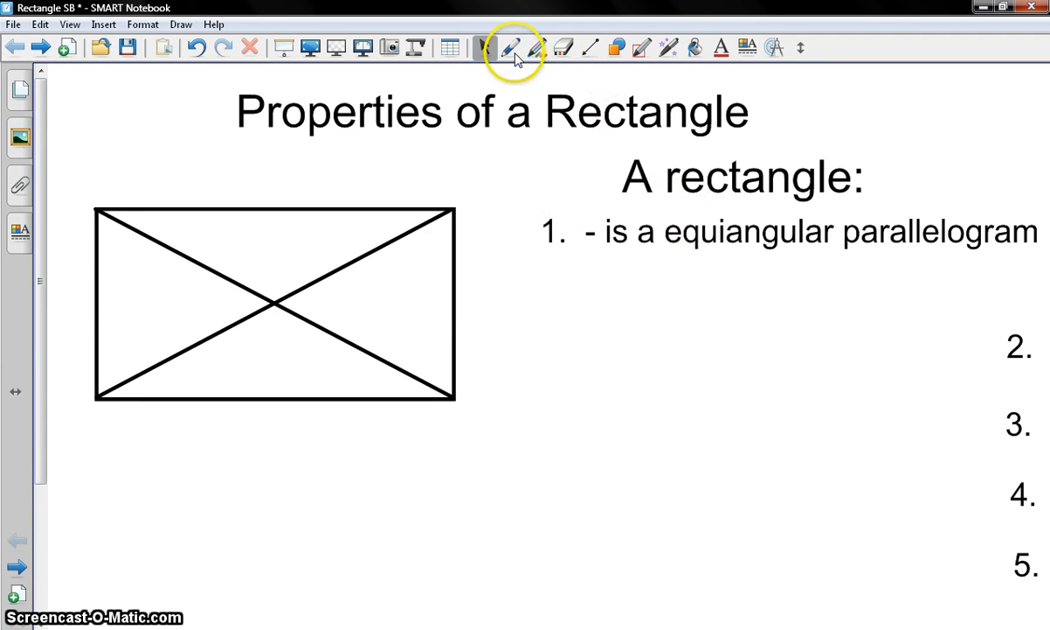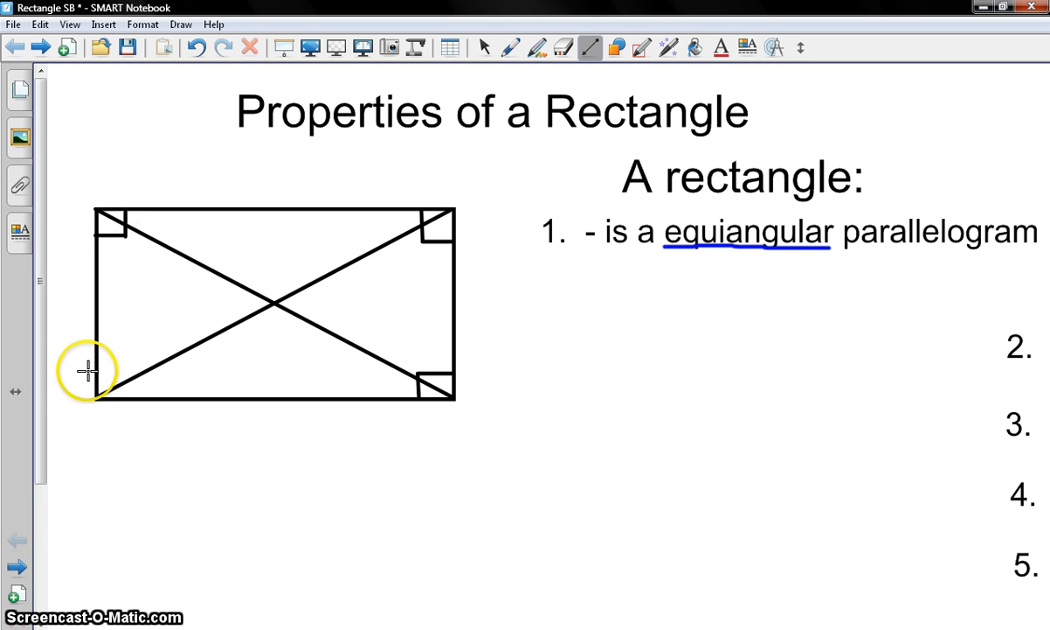Now, equiangular, we've talked about this one before. Equiangular means equal angles, which means all of the angles are congruent. So let's mark them 90 degrees. All of them are 90 degrees. That's why they're called equiangular. Okay, now it's a parallelogram.